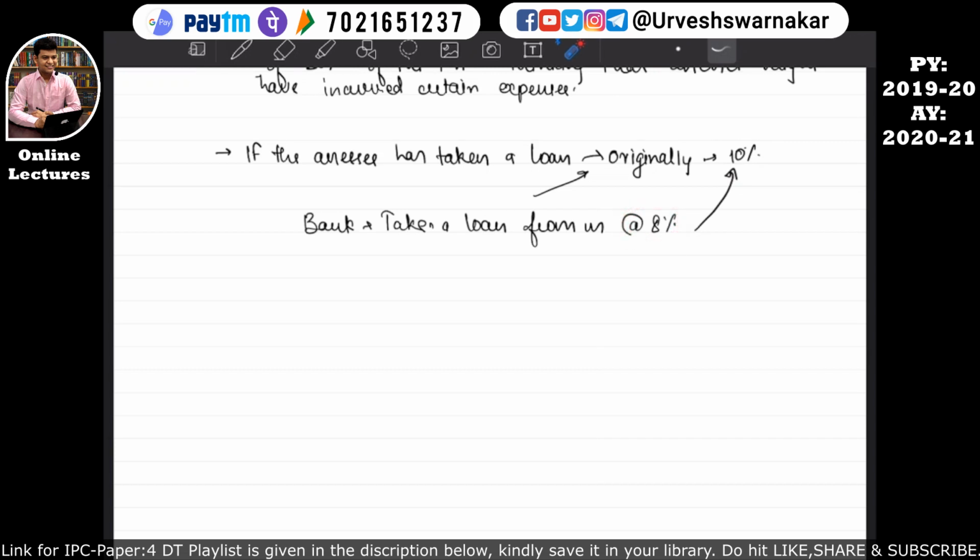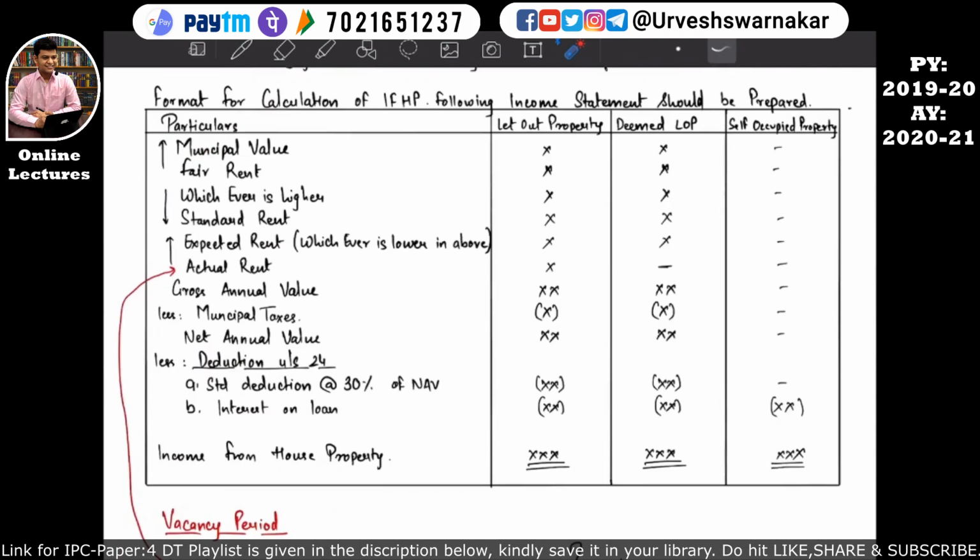So basically the assessee will shift and ask this new bank to pay off the old loan, and this new loan, whatever he is substituting against the original loan, and whatever interest will be payable on this new loan will also be allowed as deduction under section 24.